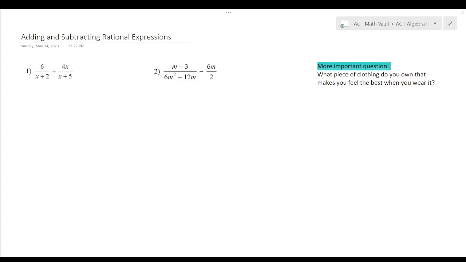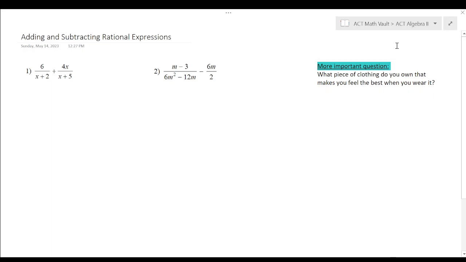Hi everyone, in this video we will be adding and subtracting rational expressions. Rational meaning a fraction, something that could be expressed as a fraction. We're going to do one adding and one subtracting problem.